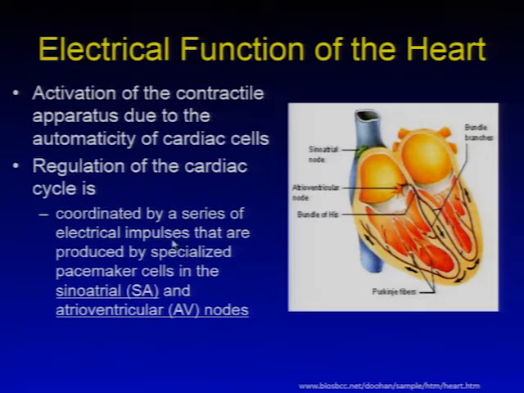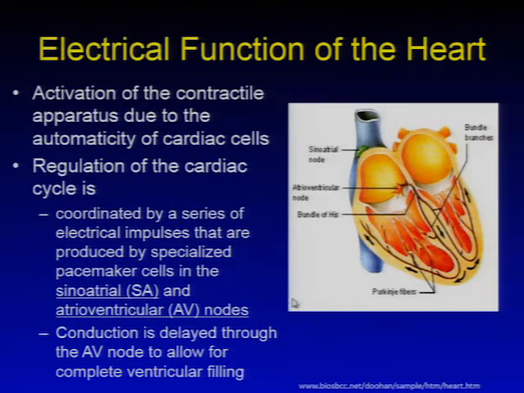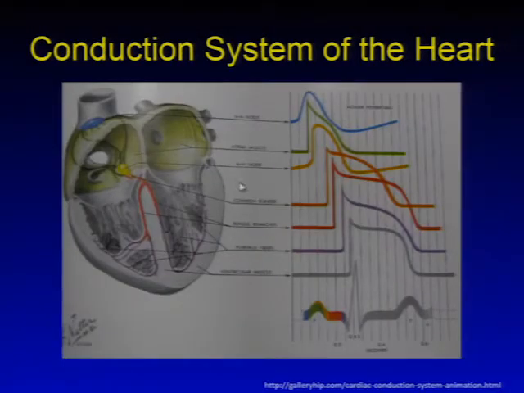The regulation of the cardiac cycle is coordinated by a series of impulses that are produced by these specialized pacemaker cells. Following activation of the SA node, conduction follows to the AV node and throughout the His-Purkinje fibers. Conduction, I also want to note, is delayed through the AV node in order to allow for complete ventricular filling. This image gives you a description of how the action potentials vary throughout the electrical system in the heart.